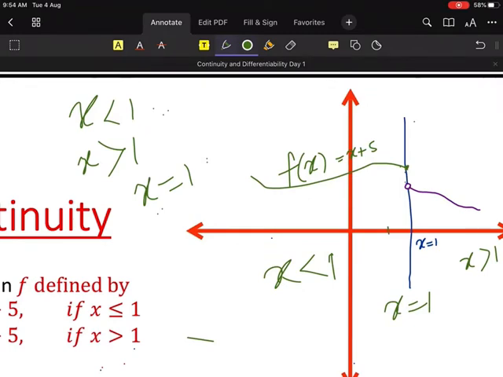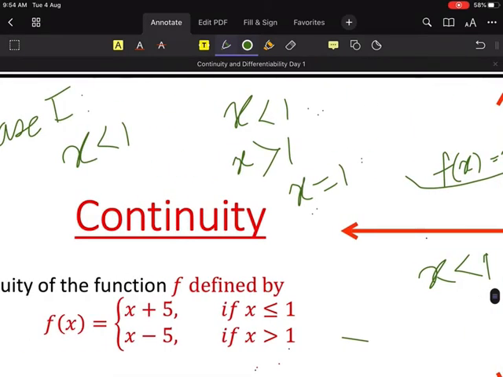For x less than 1, there can be so many values, right? X can be minus 1, x can be 0, x can be anything. Now, can anybody tell me, I am checking the continuity of the function when x is less than 1. When x is less than 1, is the function defined or undefined?